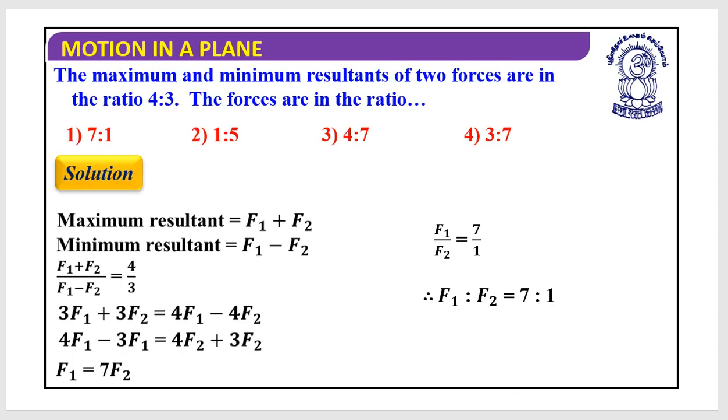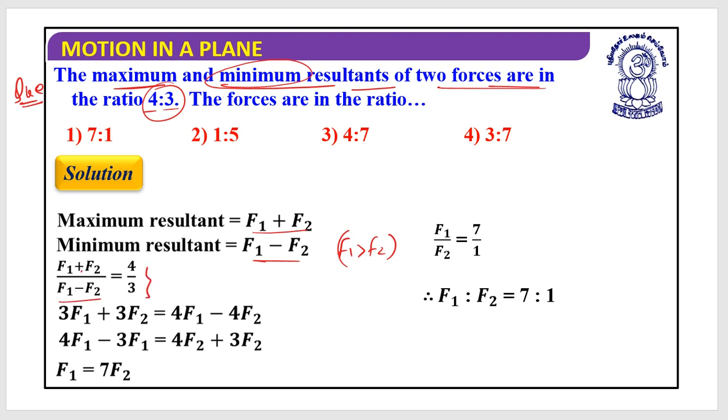Let's have a look. The question is about the maximum and minimum resultants of two forces which are in the ratio of 4 is to 3. When it is a maximum, that means when they are added, it's F1 plus F2. And the minimum would be a subtraction of the two, F1 minus F2. I assume that F1 would be greater than F2. They said the maximum and minimum resultant of two forces are in the ratio of 4 is to 3. So this is F1 plus F2 divided by F1 minus F2, and this is 4 is to 3.